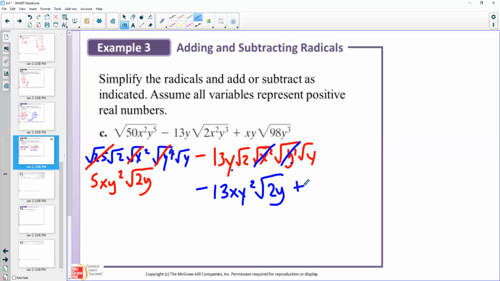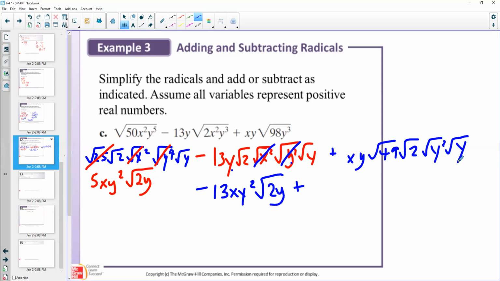Okay. And then the last term is that 98. How do I break up a 98 into perfect squares? Well, let's see. Oh, I know. 98 is made up of 49 times 2. 49 and 2, radical 49 and radical 2. Oh, I lost the xy, though. That was in front of them. Even I do that. So let me put that back. xy, radical 49, radical 2. Y cubed, I'm going to make out of what? Radical y squared and radical y.